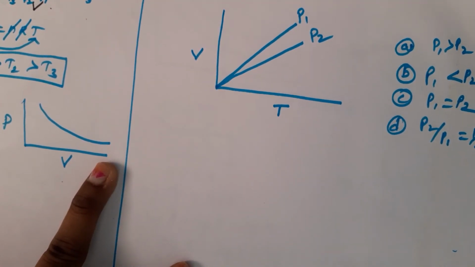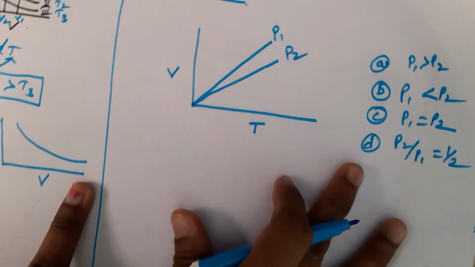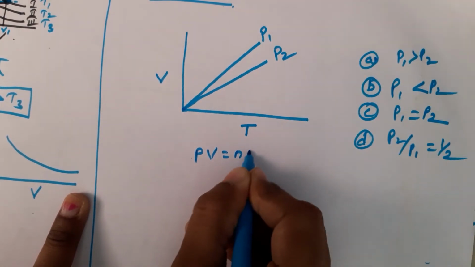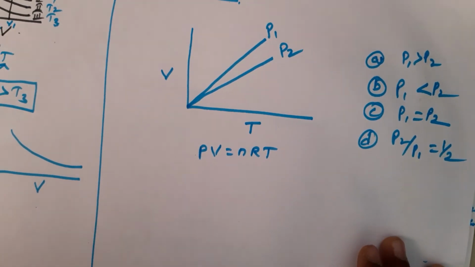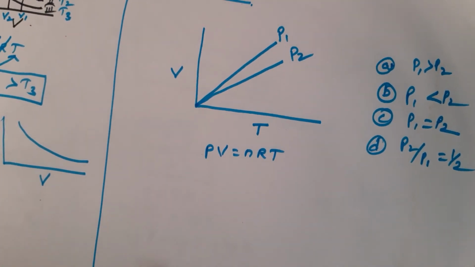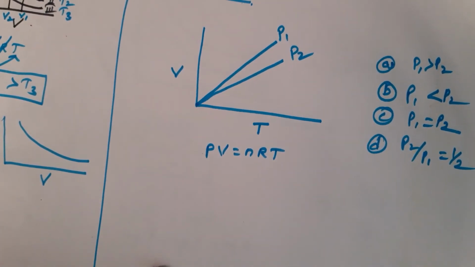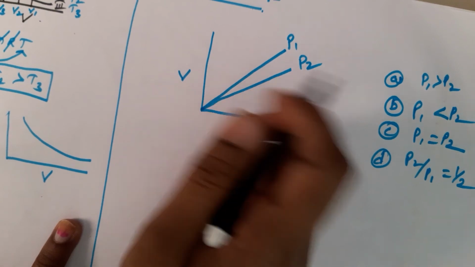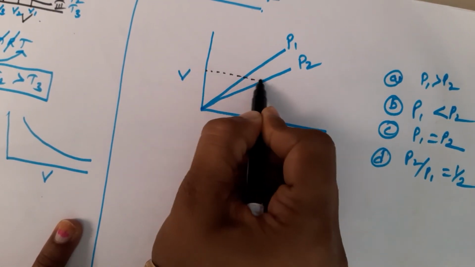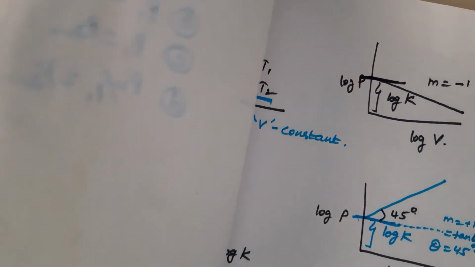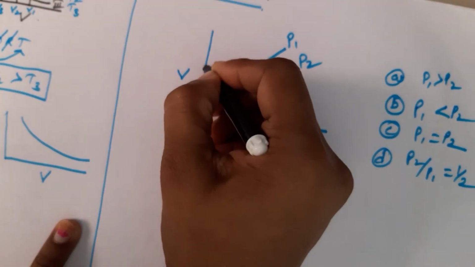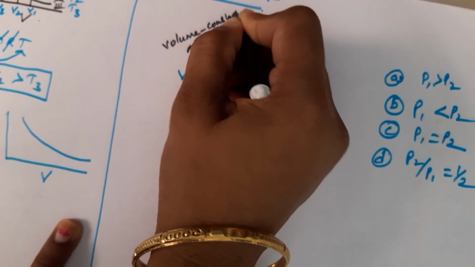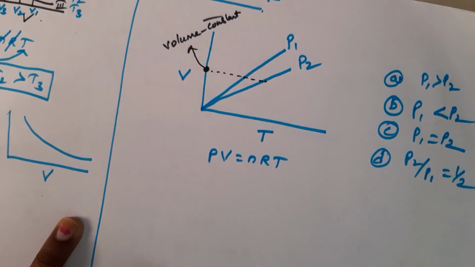Same process, same ideal gas equation. If you remember the ideal gas equation and the relation, you can easily obtain it. PV is equal to nRT. In the graph we can draw either a horizontal line or a vertical line as reference. For example, I am drawing a horizontal line as reference. Then you can easily get which is constant. Here volume is constant.